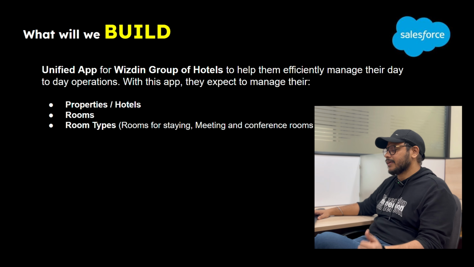Then they also want to manage an overall inventory. Inventory is basically, as I said, the overall available rooms or meeting spaces, plus what is available, what is booked for what date, what time. Meeting spaces, etc. may be booked for, say, shorter durations as well.